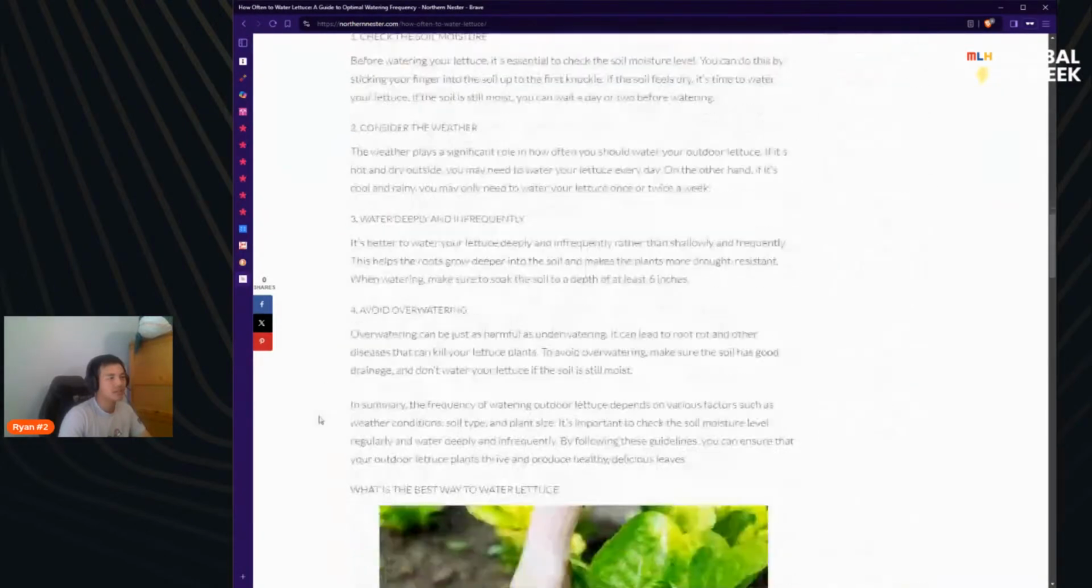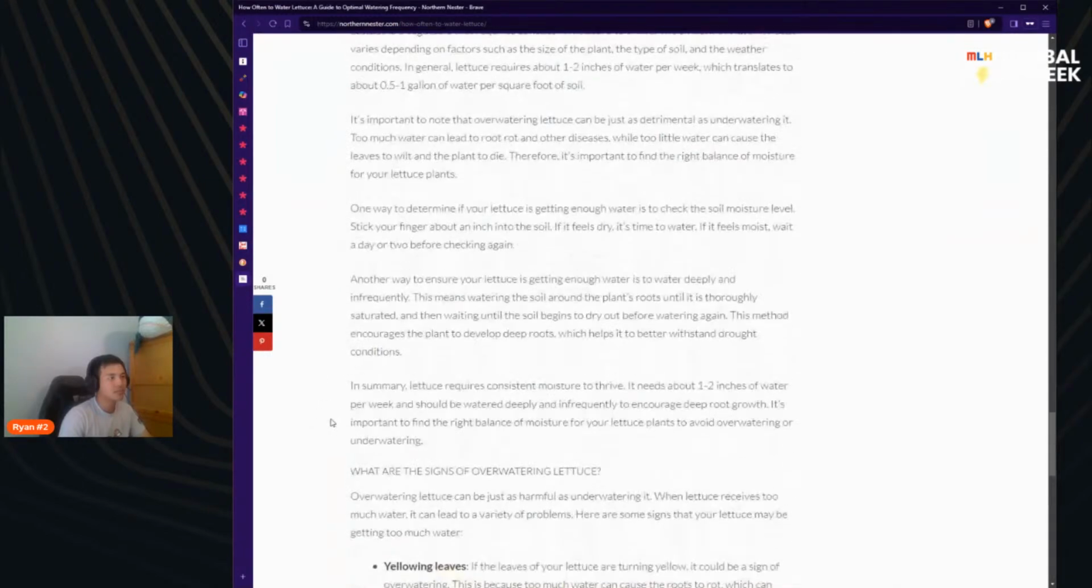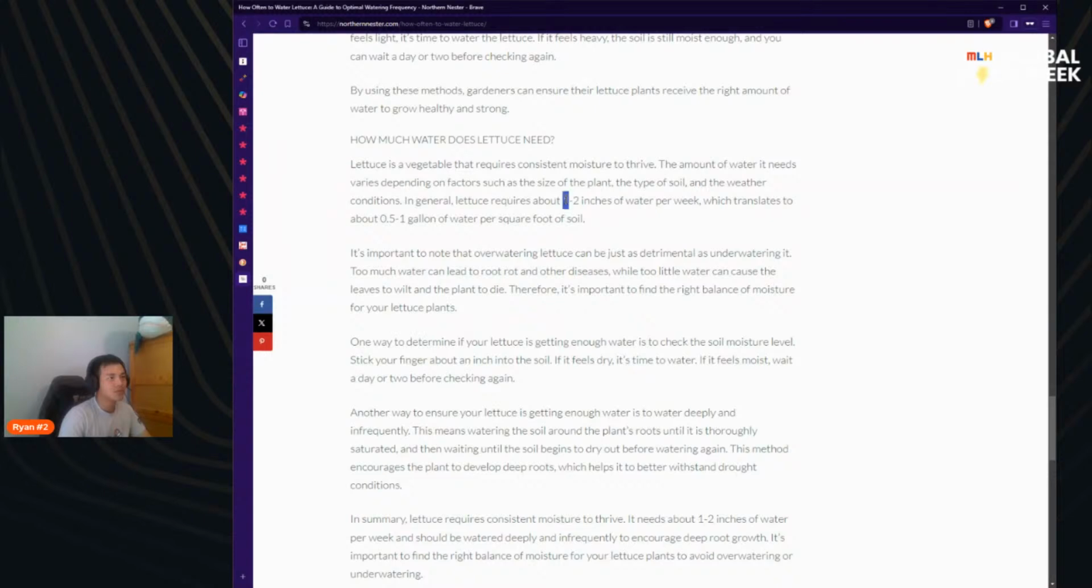Where are your numbers? 1 to 2 inches of water per week. There we go. We'll call it, okay, so we've got a range of 0.15 to 1 gallons of water. Let's convert that to liters because I think the math is easier to do that way. Gotta cite our sources. Toss this into the whiteboard.